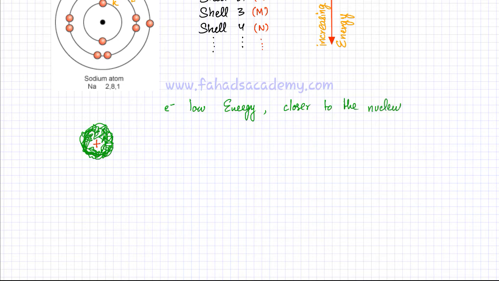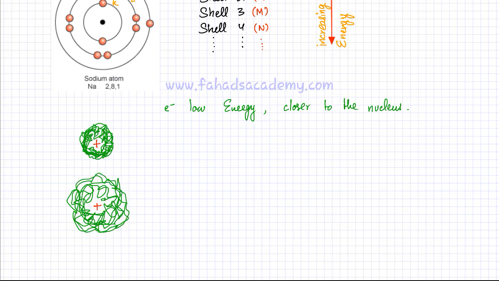Vice versa, if an electron has more energy, let's try and draw an energetic electron. So this over here is my nucleus. Now if my electron has more energy, the electron is traveling, it's more energetic, so it's going to get further away from the nucleus because it can overcome the strong forces of attraction. So the electron can go further away from the nucleus because it's more energetic, and it's going to occupy a much larger area compared to the previous case.